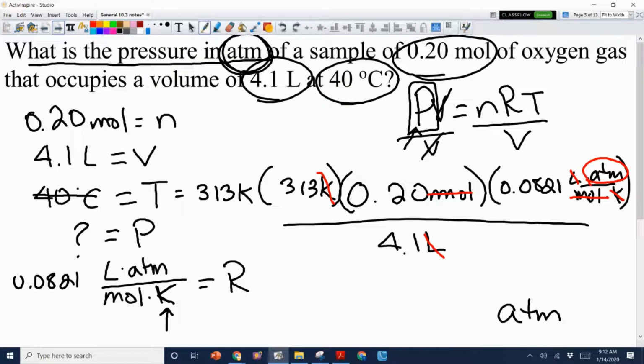All right, so let's do the math on this. So grab your calculators.